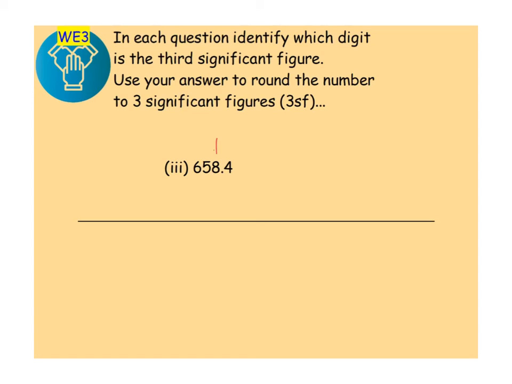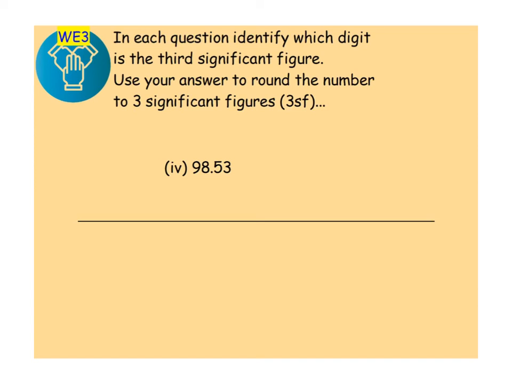Hopefully you've had an attempt at that. Here's the third significant figure. So this time I need 658 and 659. Halfway in between those is 658.5. And this number is slightly less than that. So it's nearer to 658. Okay, on to part 4. Pause the video, have a go.